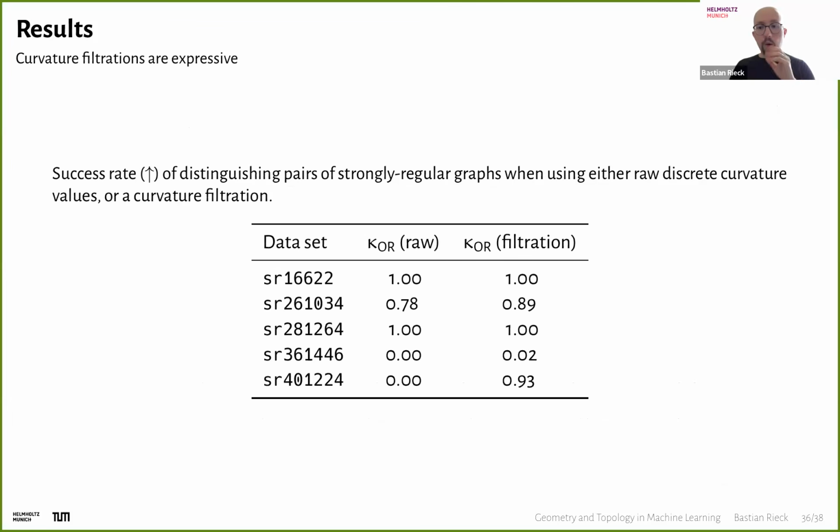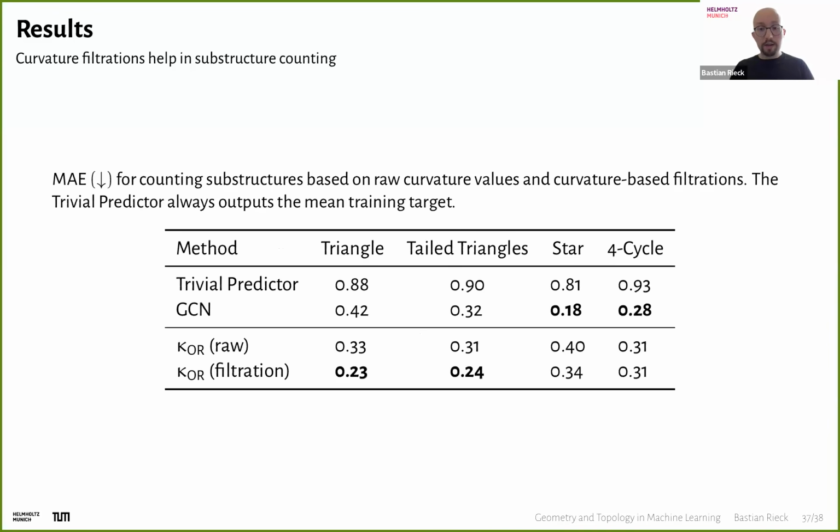We, however, also put it into this curvature framework, and then we saw that curvature filtration, so the topology-based approach, is also very expressive. And indeed, if we take Ollivier-Ricci curvature as a filtration, we can go up to 93% from formerly 0% without topological information to distinguish between certain kinds of strongly irregular graphs. And we even found that the curvature filtrations can help in substructure counting.